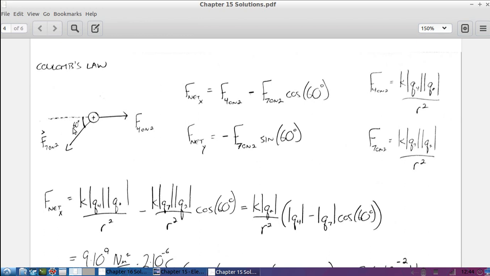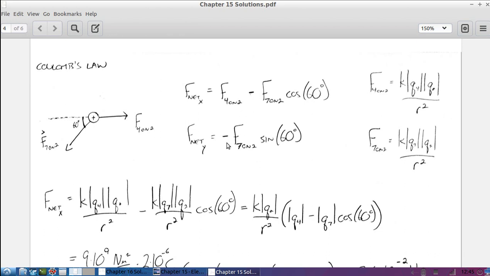Now in the y direction, the only force that's acting in the y direction is this one. So I just have to take the vertical component of this force, which is the magnitude times sine of 60. It's acting in the negative y direction, so I have to give that a negative sign. So F7 on 2 is acting in both the negative x and the negative y direction, hence the negative signs.